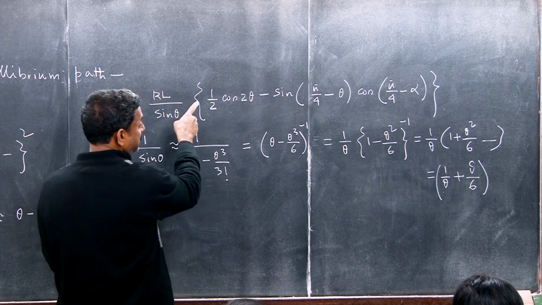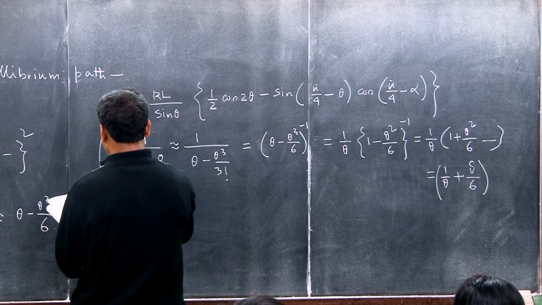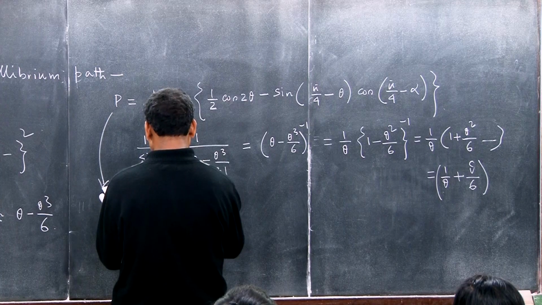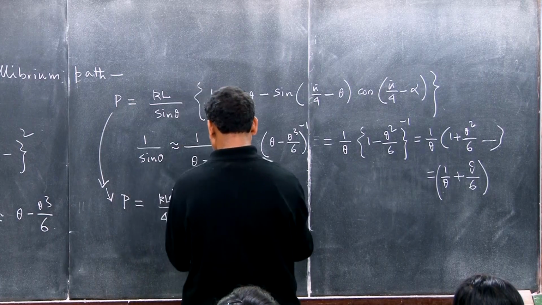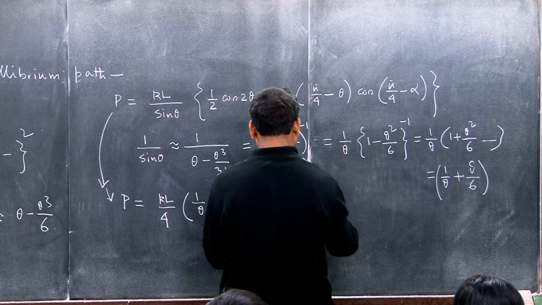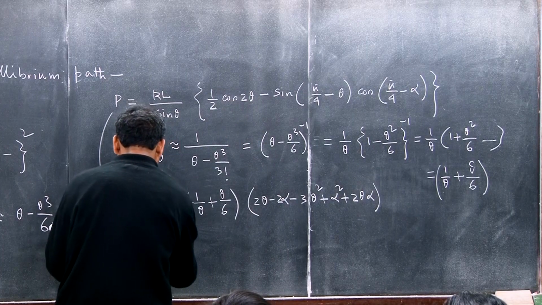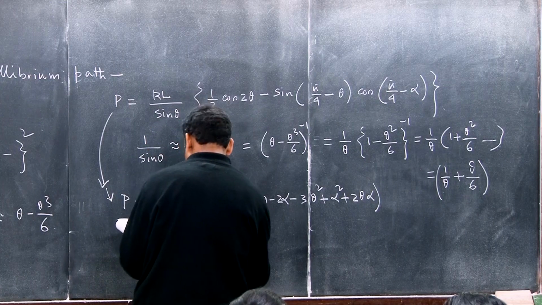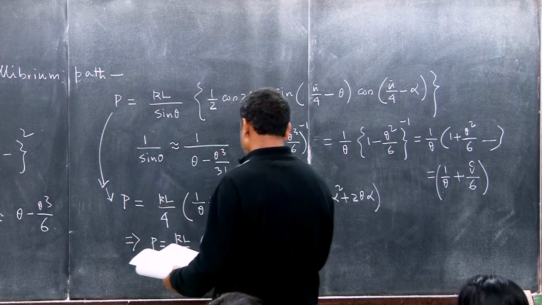So, P critical. What we are going to do, P we are going to write as KL, that is the equilibrium path. This P is the equilibrium path. Please note that this will be KL, on substituting all these polynomial expansions, we are going to get KL by 4, 1 by theta plus theta by 6 here, and then here 2 theta minus 2 alpha minus 3 theta square plus alpha square plus 2 theta alpha, and P is equal to KL upon 2, 1 minus 3 theta by 2 minus alpha by theta. See, this is the equilibrium path.